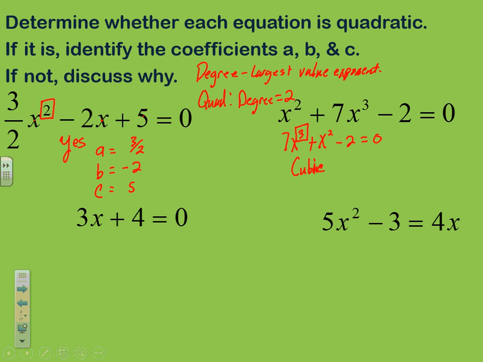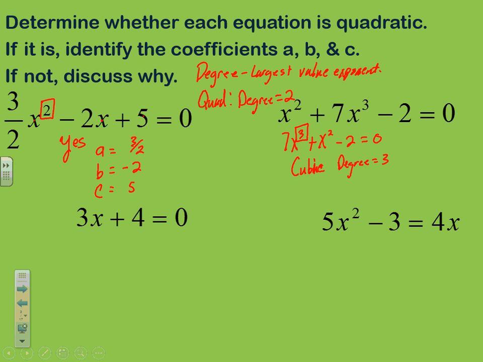And since it's not quadratic, we don't have to determine what the a, b, and c values are. So the degree of this one is 3, and so that's why we would say it's not a quadratic equation.